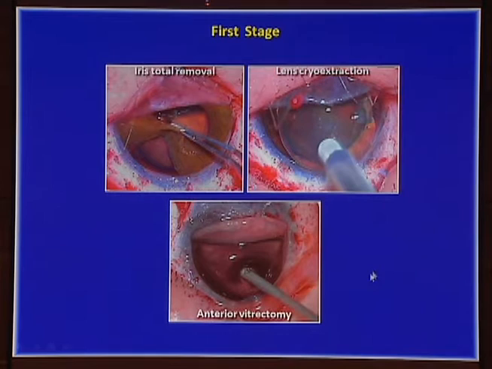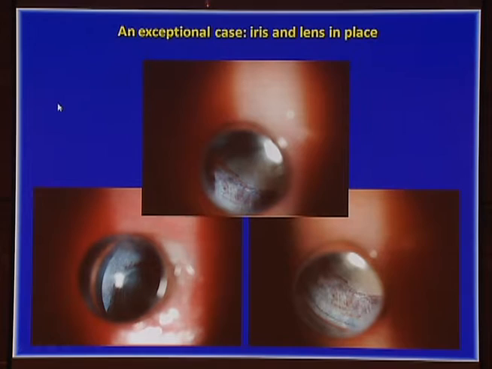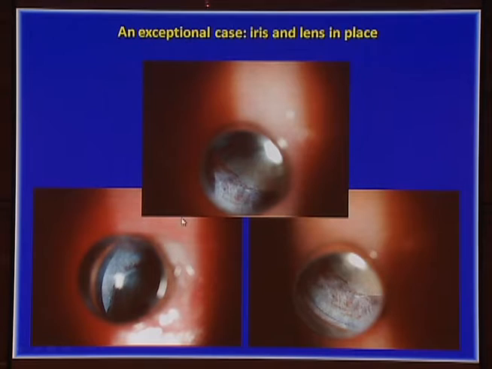This is an exceptional case. It's the only case in all ours where the iris and the lens were left in place. This because the patient was very young. She had a congenital glaucoma. And moreover, she could not undergo general anesthesia. So it's the only case with iris and lens left in place. In all the other cases, iris and lens are taken out.